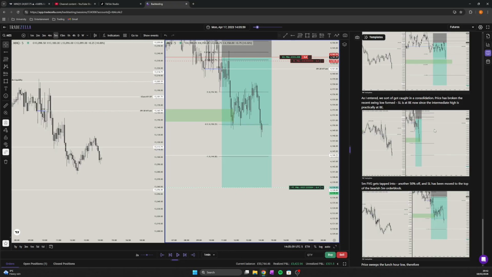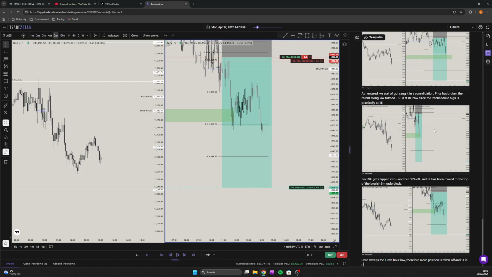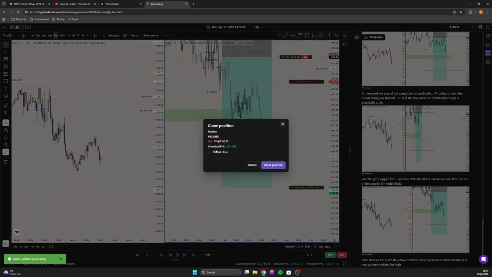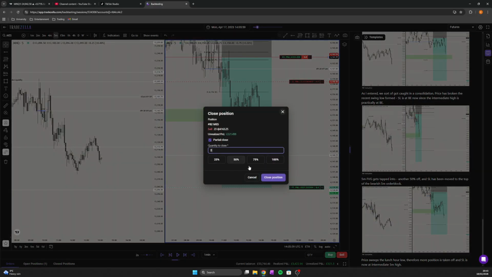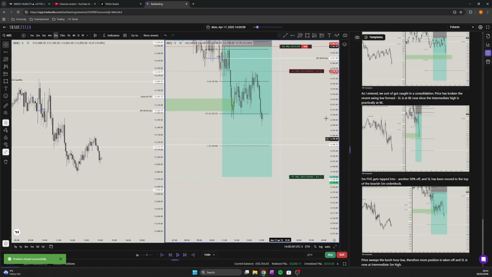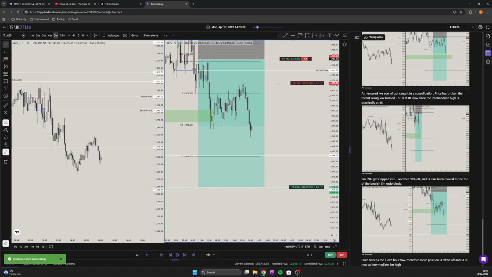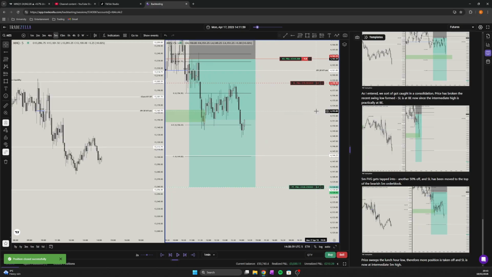Therefore, more position is taken off, and SL is now at the intermediate 5-minute high, right? Which is over here. That's the 5-minute intermediate high, and we are taking off 2 more contracts. Let's take off 2, and then I'm going to take another 2 off here. So let's see what happens.